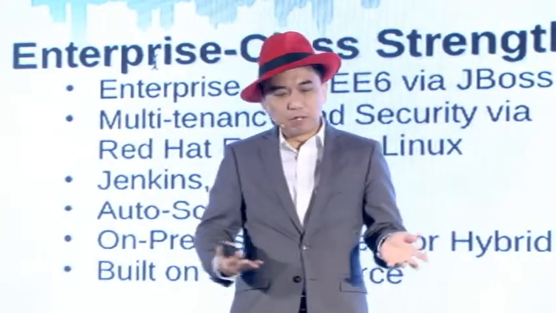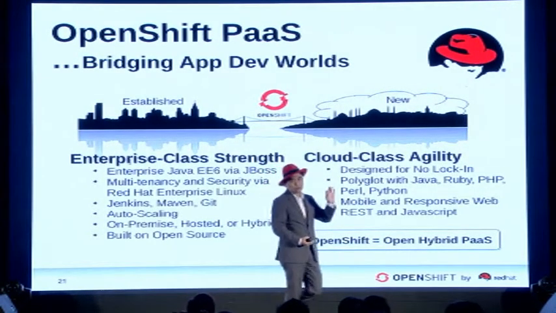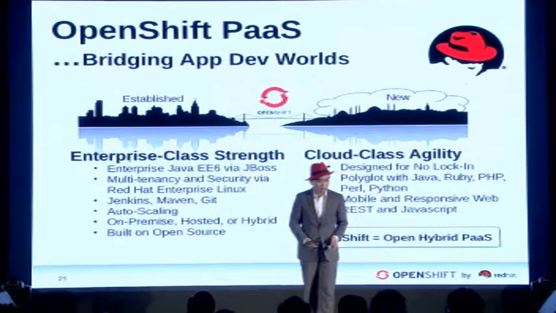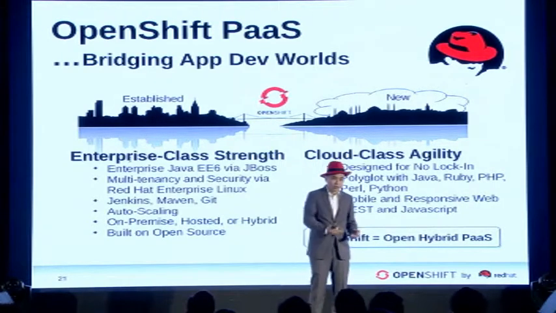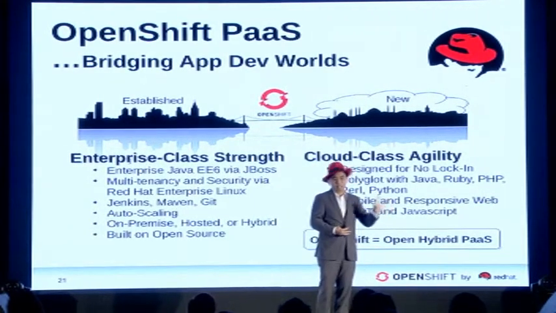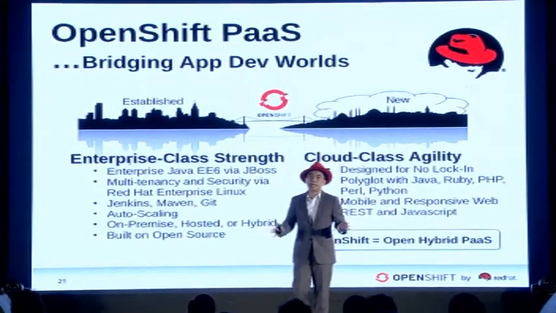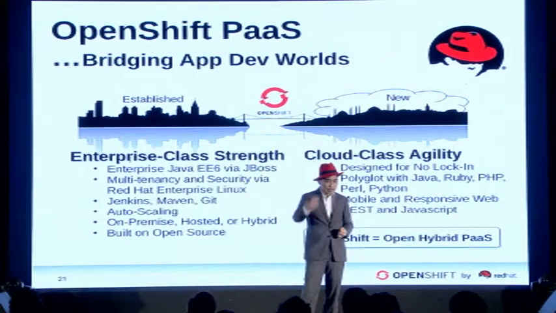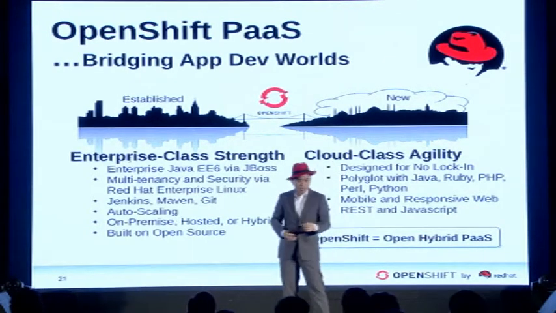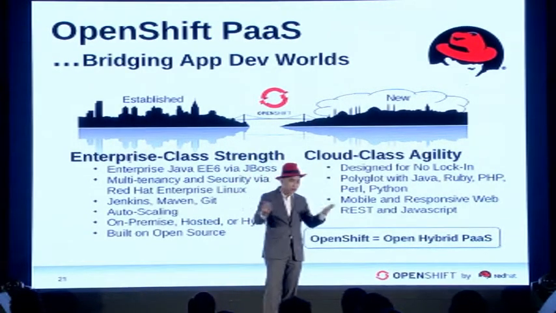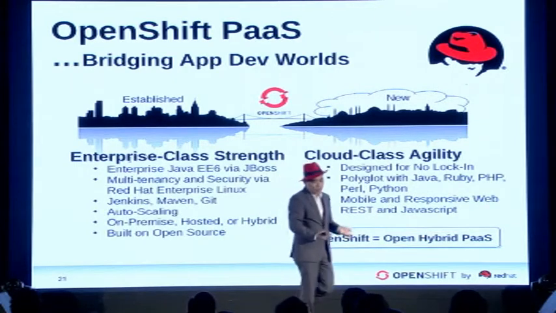So in summary, the OpenShift PaaS bridges the application development worlds. Not only does it allow you to have the traditional enterprise-class strength of your traditional development platform environments, such as J2EE or JEE environments via JBoss, we have multi-tenancy capabilities and security via Red Hat Enterprise Linux. There is access to many great tools like Jenkins, Maven, Git. It's auto-scaling. You can also use it on an on-premise basis, hosted, or on a hybrid model. And it's all built on open source.